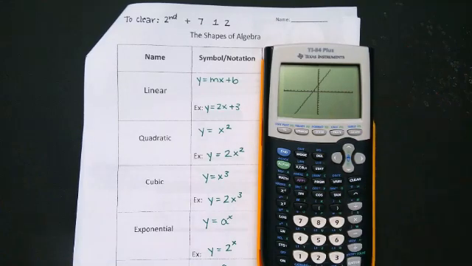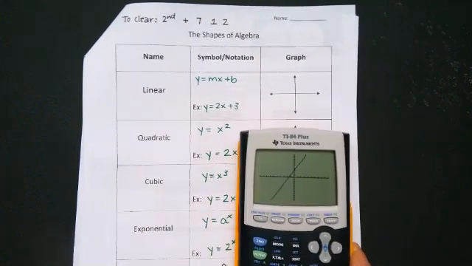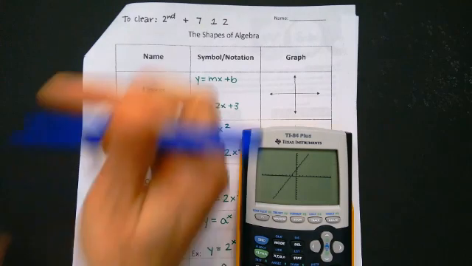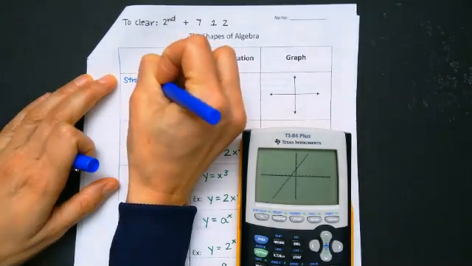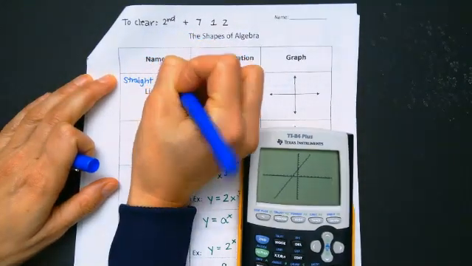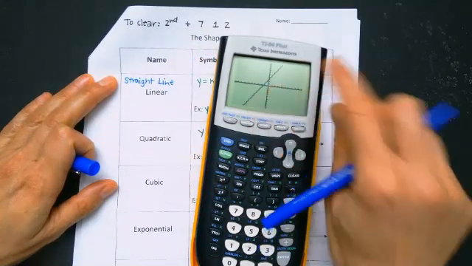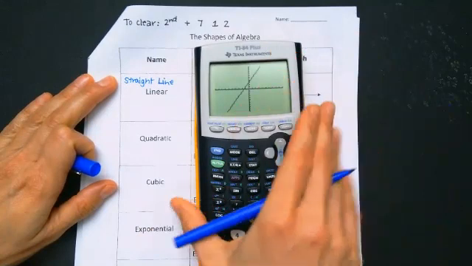Okay, so what we want to do in the next part here is, first of all, tell what it graphs for us. So this graphs a straight line. Linear graphs a nice straight line. Okay, I know it looks like it's not straight. This is because these calculators are pixelated, but that is the best we have for a straight line.